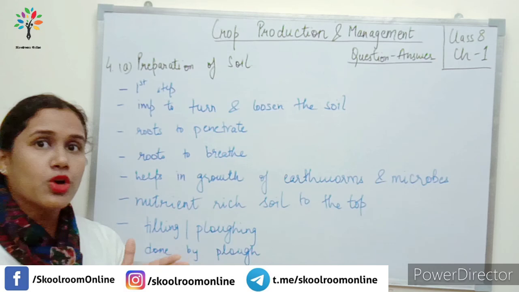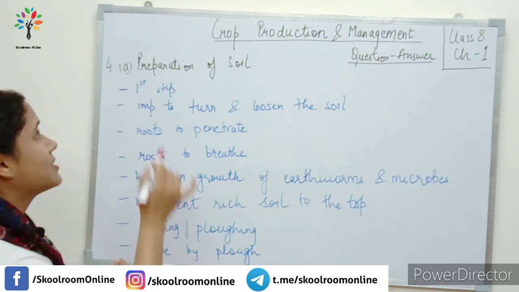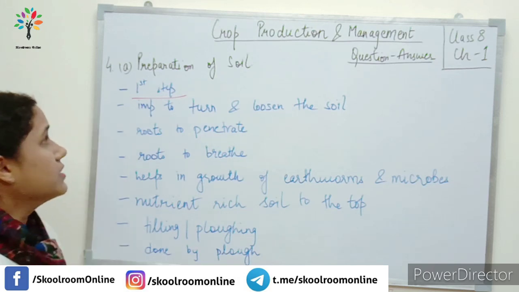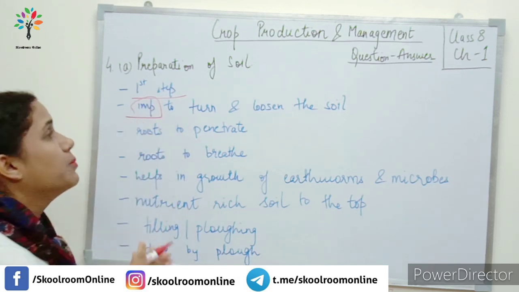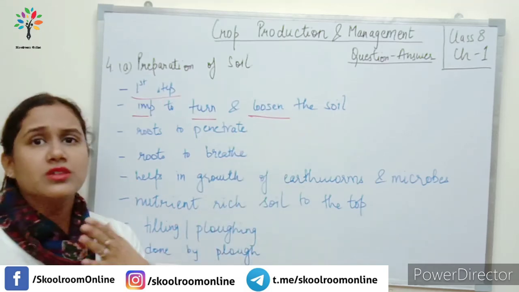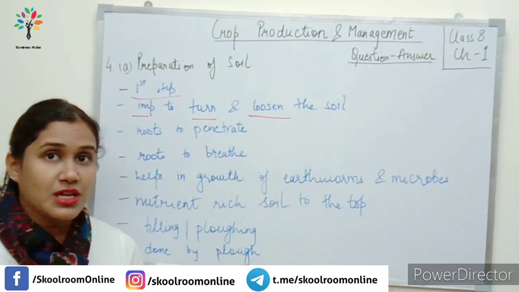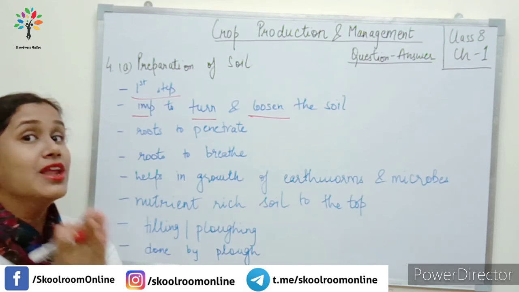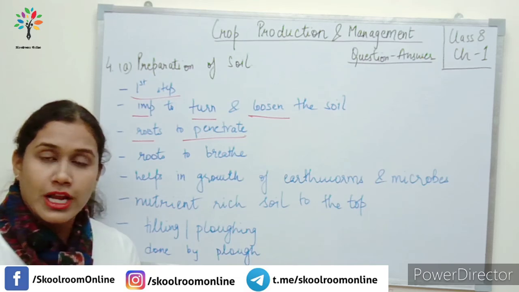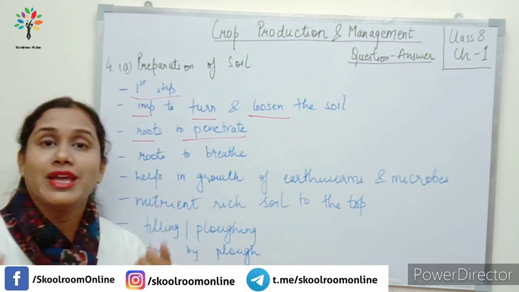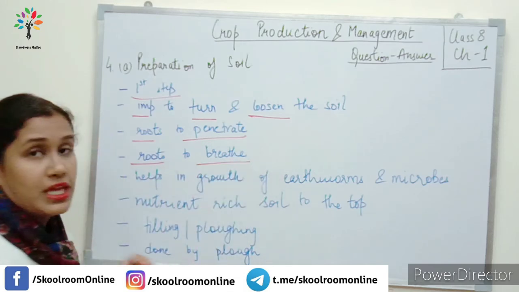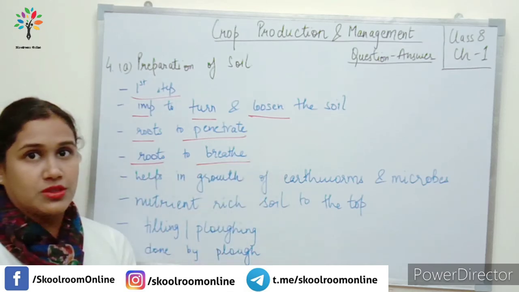In preparation of soil, you must mention that it is the first step in crop production, and it is very important because it turns and loosens the soil. How does the turning and loosening of the soil help us? The loosened soil helps the roots penetrate deep into the soil, which makes the plant very healthy, and it also helps the roots to breathe even if they reach the depths in the soil.